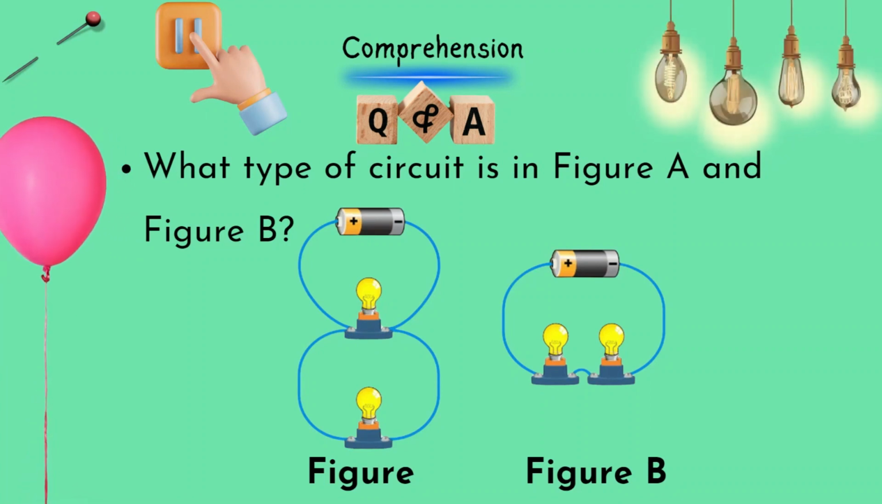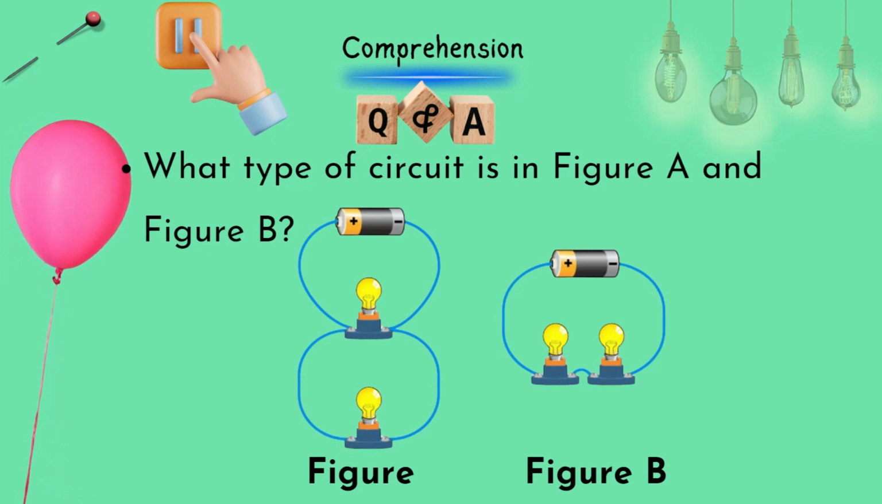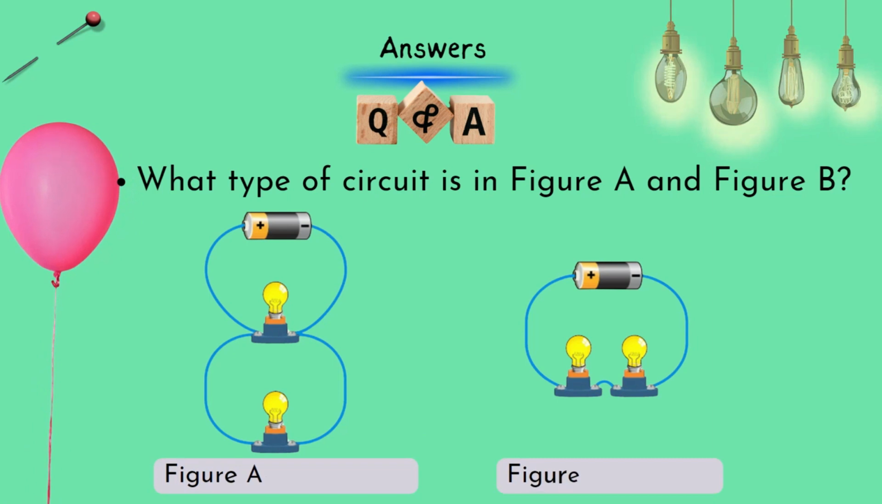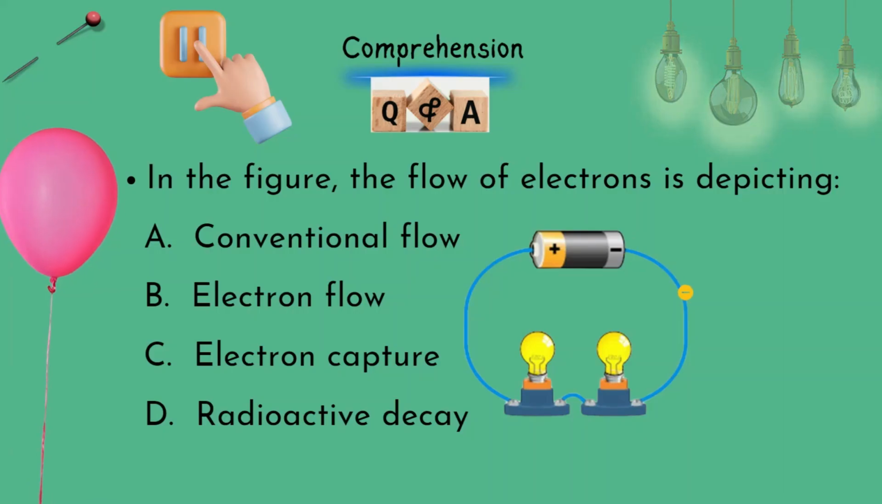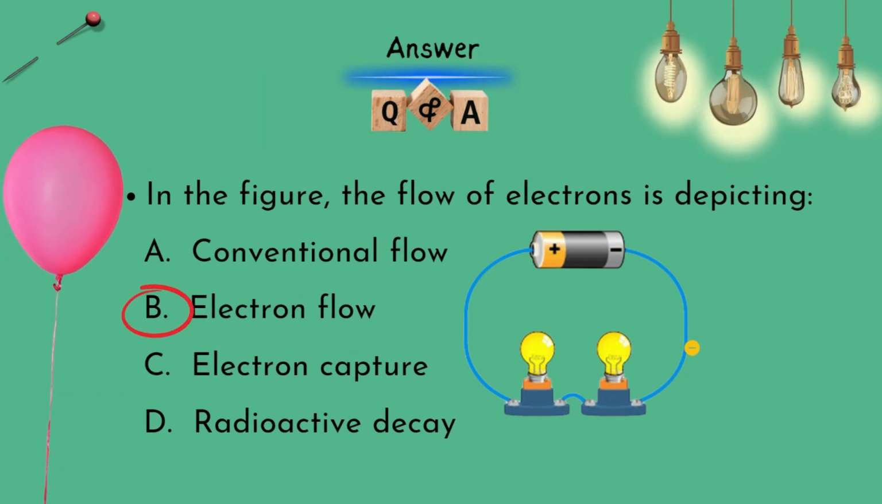What type of circuit is in Figure A and Figure B? You may pause this video to answer the question. Figure A is a parallel circuit, while Figure B is a series circuit. Did you get it right? Congratulations. Comprehension. In the figure, the flow of electrons is depicting. You may pause this video to answer the question. Did you get it right? I know you did. Congratulations.